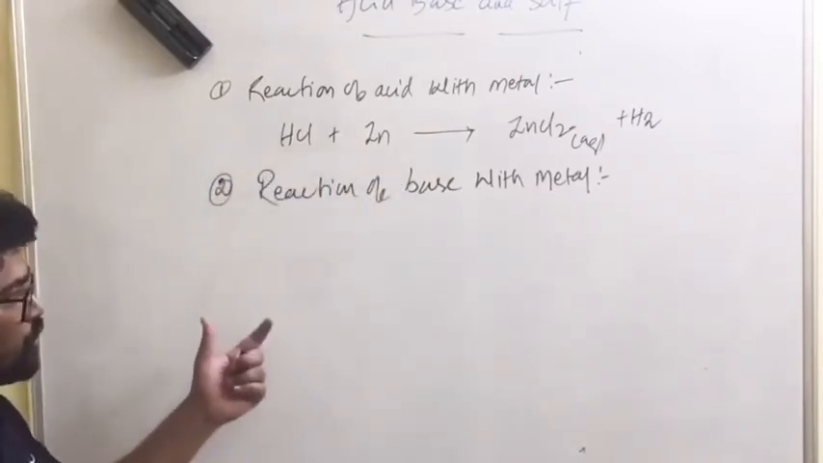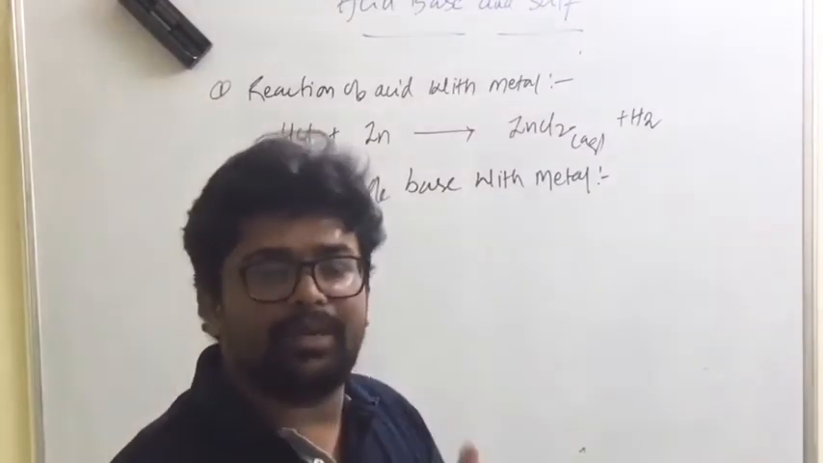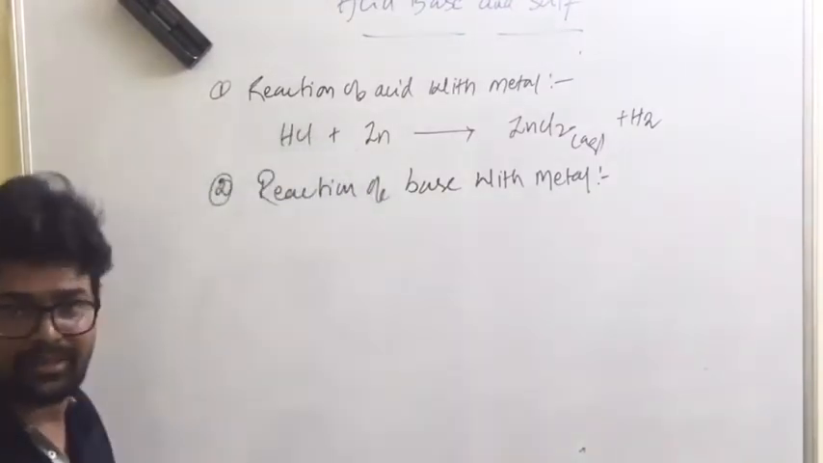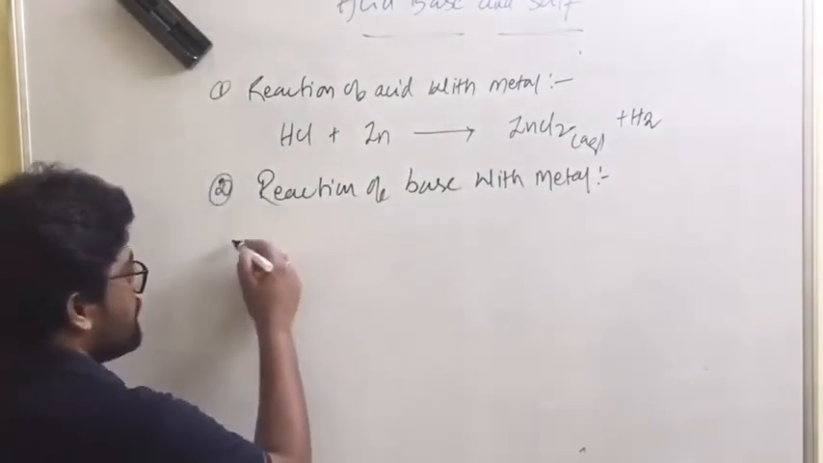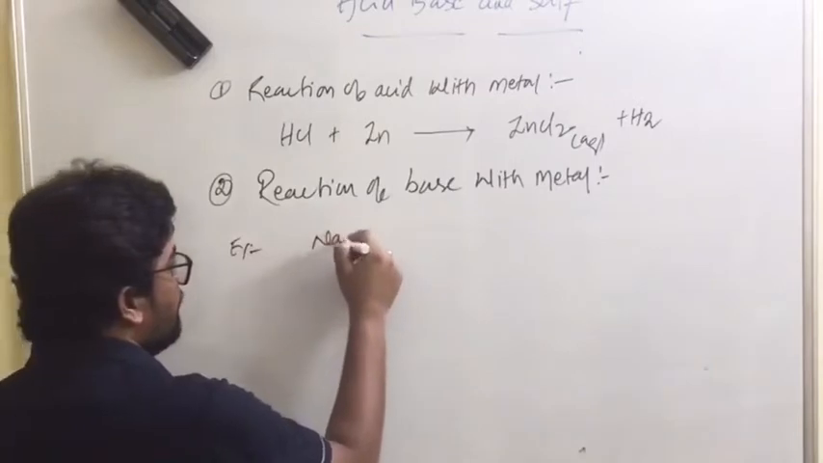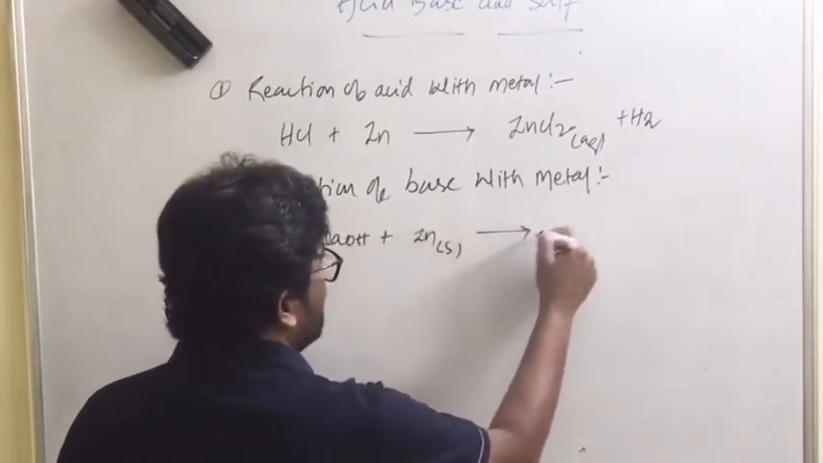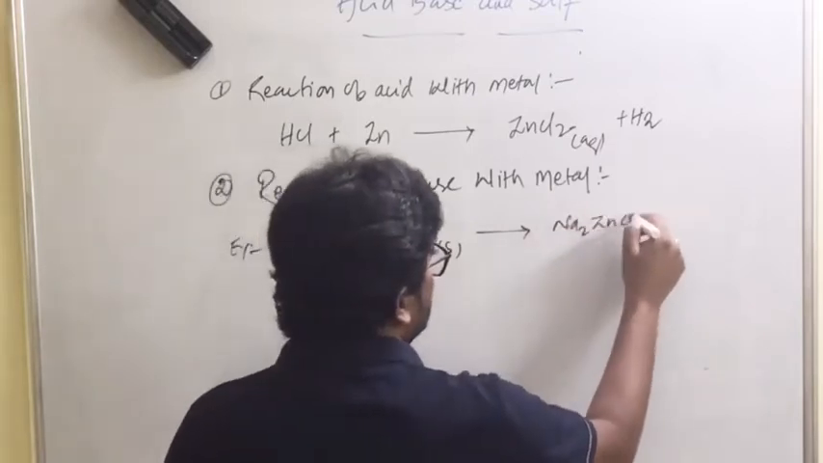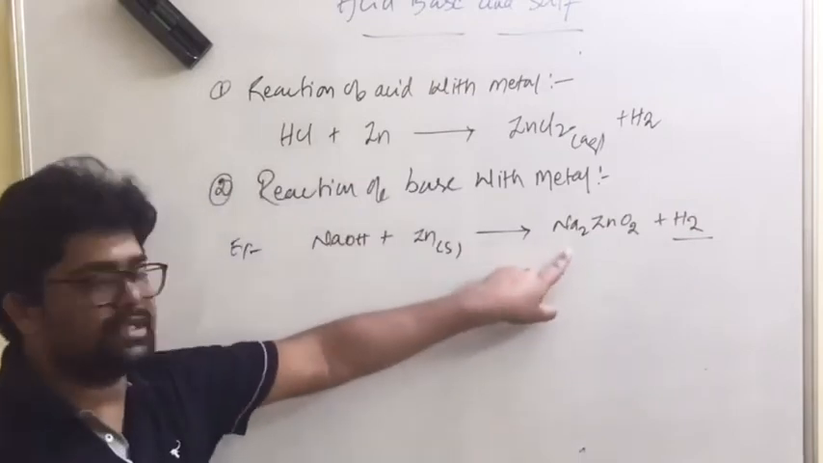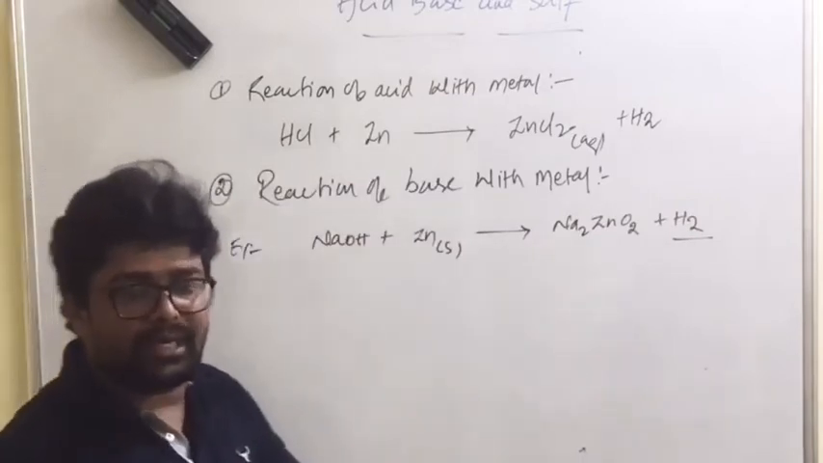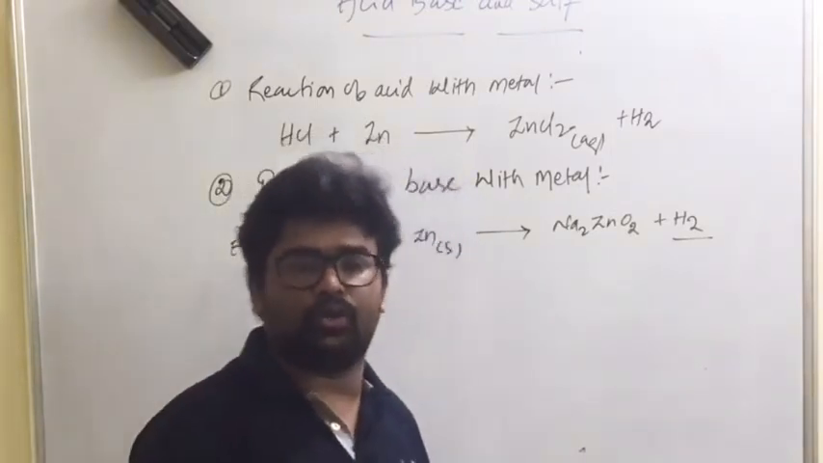Now the question comes, do all bases react with metal? All bases do not react with metal. Only few metals. Now let us take an example. I'll take a base NaOH. I'll react with a metal called zinc. It gives you sodium zincate, along with that hydrogen gas is released. All metals do not react with the base to give hydrogen gas. That is an important point, you need to note it down.